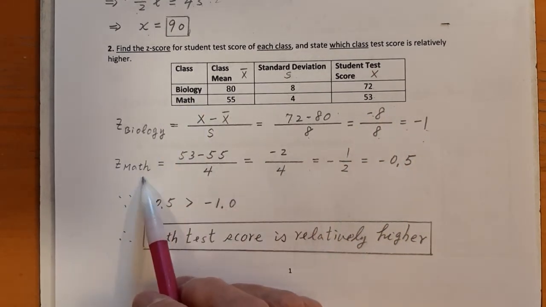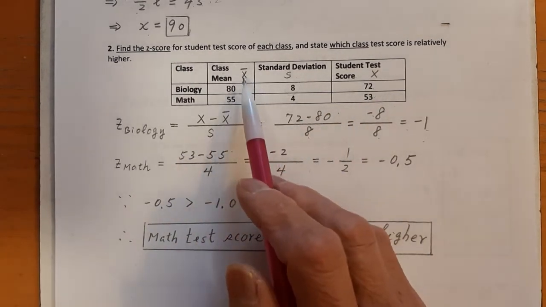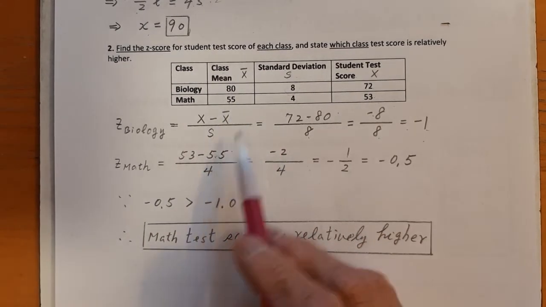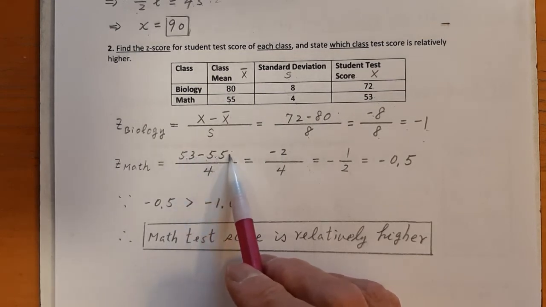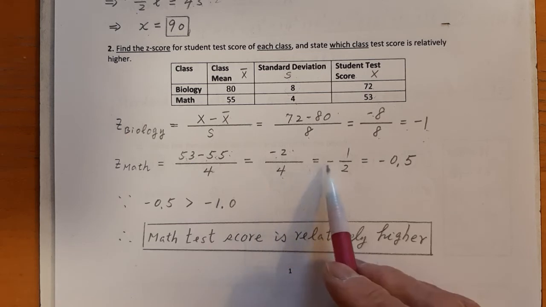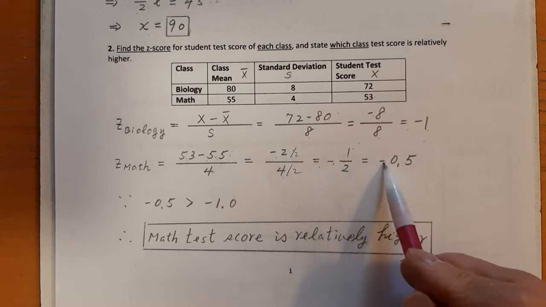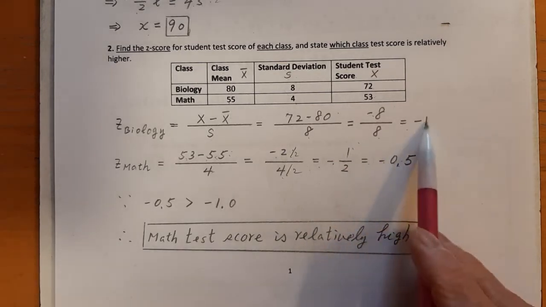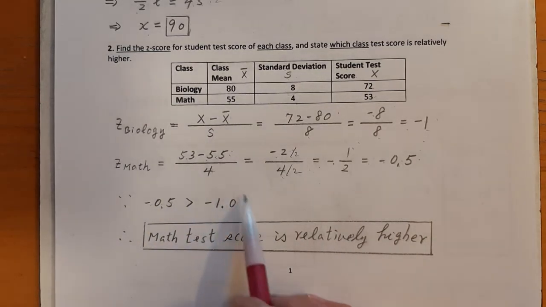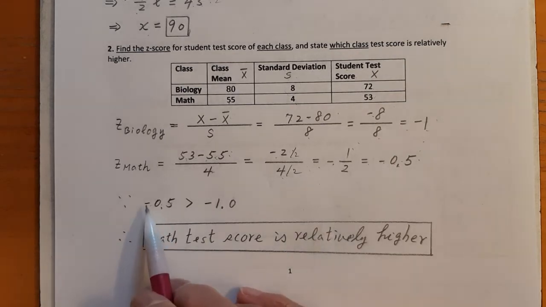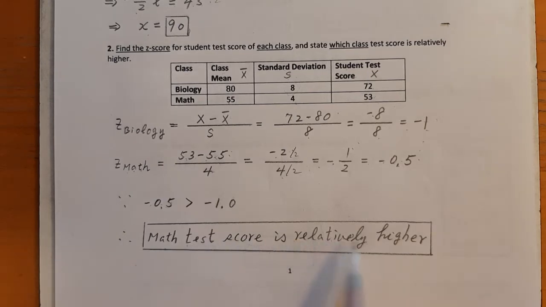And for the math, X student score is 53 minus the class mean X bar is 55 divided by standard deviation S is 4. So 53 minus 55 is negative 2 divided by 4, reduce, cancel 2, get negative 1/2, which is negative 0.5. Compare the two negative numbers. Negative 0.5 is greater than negative 1.0. So this negative 0.5 is the math score. So the math test score is relatively higher.